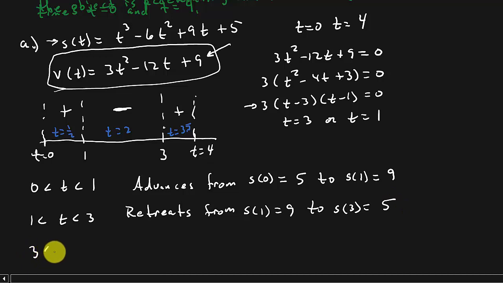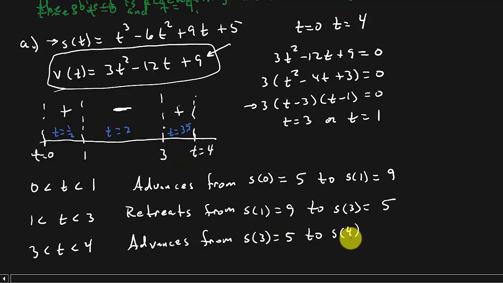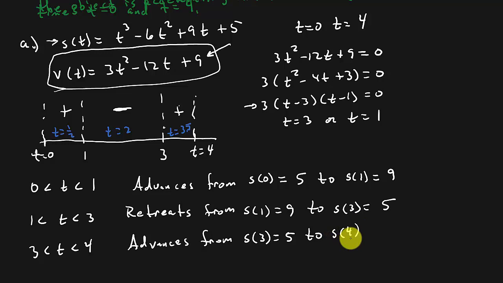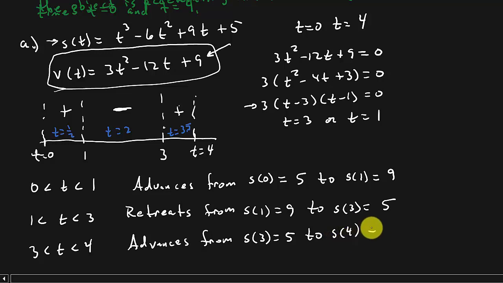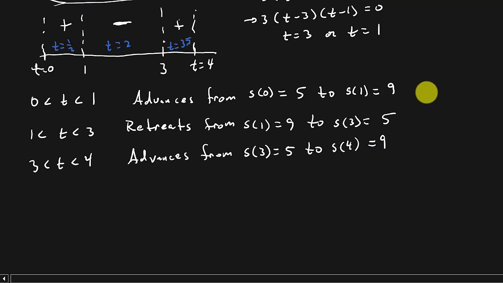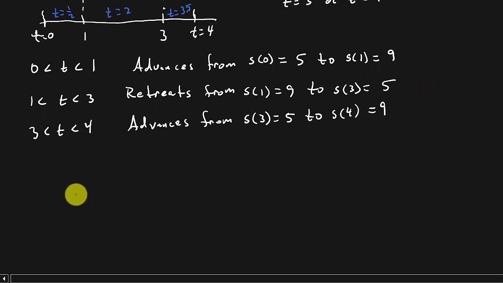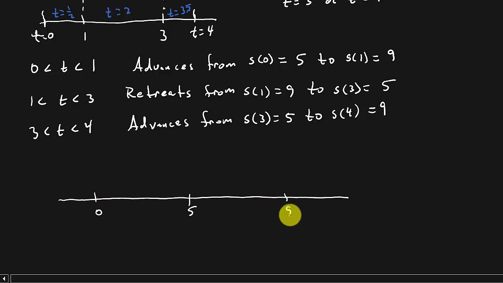And then when t is between 3 and 4, say the 3 and 4 here, it advances. So it advances from s of 3, right? From s of 3, which is 5, to s of 4. And what's s of 4? Well, if I plug 4 into t here, I'm going to get 9 as an answer. And so what that would look like, if I looked at that, so we would have, say, 0 here, this would be 5, and this would be 9.